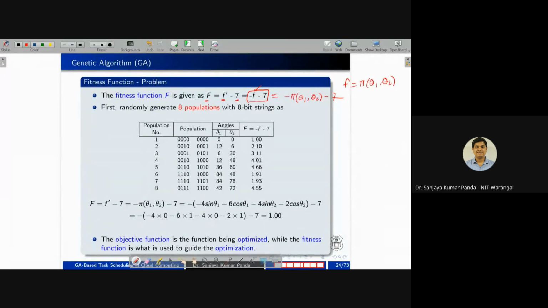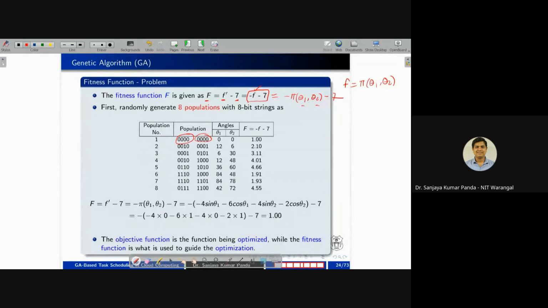Okay, so now encoding is done, right? Already we have done the encoding part. So if I generate some population, you can take any population. Suppose I am considering, let's say, 4 zeros for theta 1 and 4 zeros for theta 2. That means the angle of theta 1 is 0 and the angle of theta 2 is also 0. So we consider 4 zeros for the first angle and 4 zeros for the second angle, which represents 0, 0. Theta 1 is equal to 0, theta 2 is equal to 0.